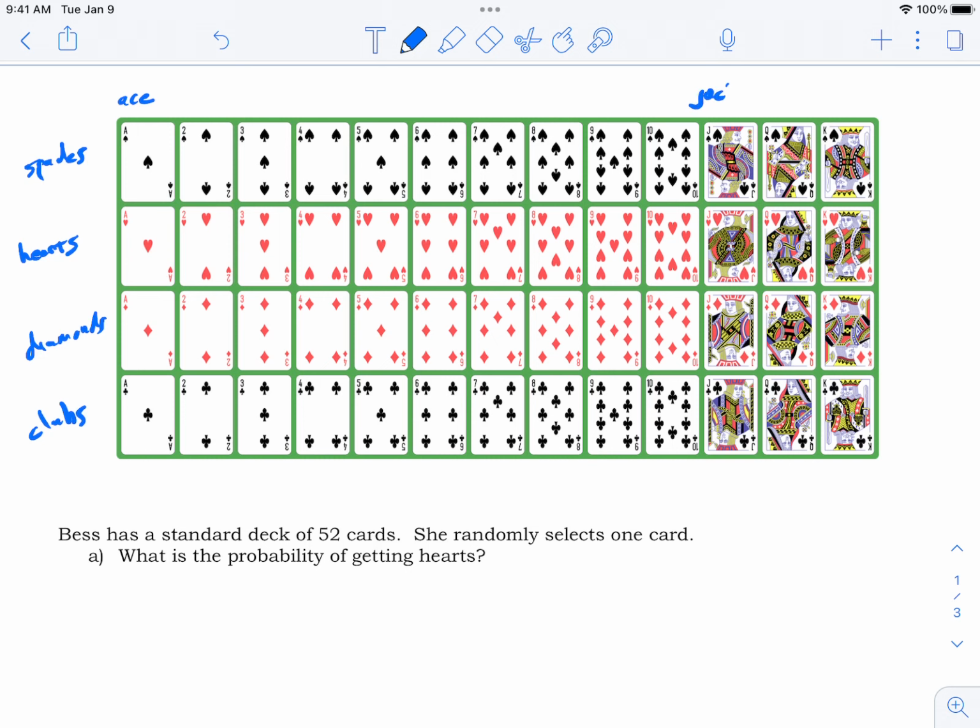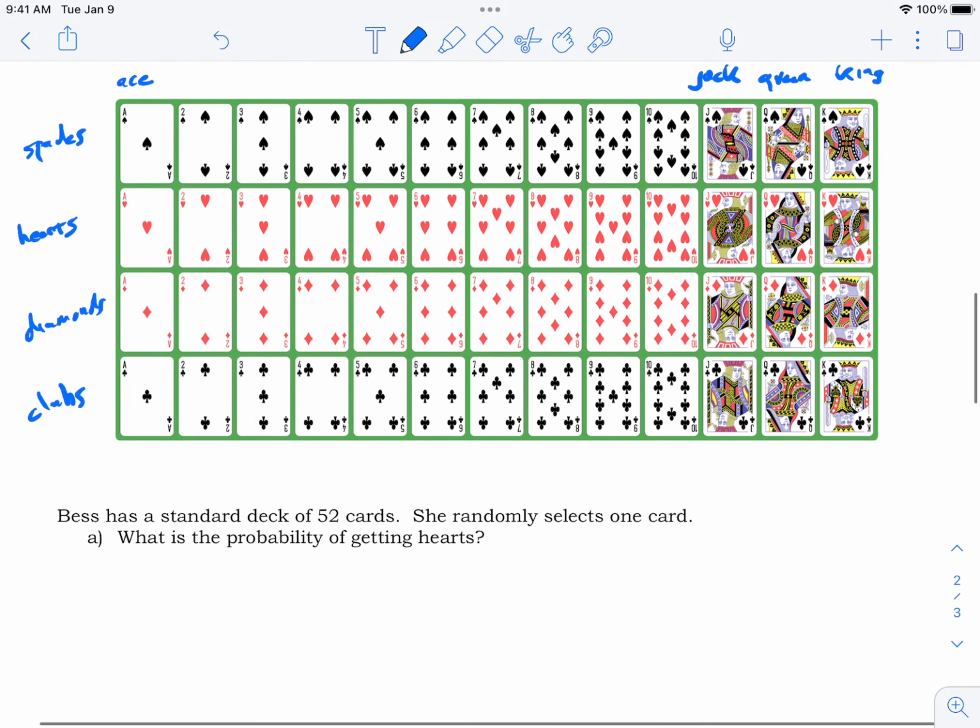This is called the jack. This is called a queen. This is called a king. J, Q, K: jack, queen, king. So that's what a standard deck of playing cards looks like before you shuffle it all up. Now, that's going to be sort of our pool that we're drawing from here.